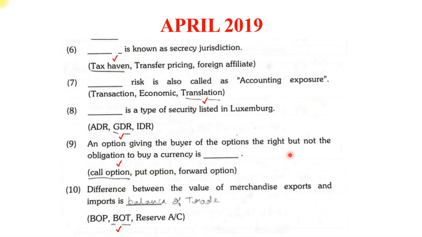Okay, the next one was dash is known as a secrecy jurisdiction, that's called tax haven. Dash risk is also called accounting exposure, that is translation. Dash is a type of security listed in Luxembourg, that is GDR. An option giving the buyer the right but not the obligation to buy is dash, that's called call option. And the last one, difference between the value of merchandise export and import is called BOT, that is balance of trade. Again, you can go through and take a screenshot of this.